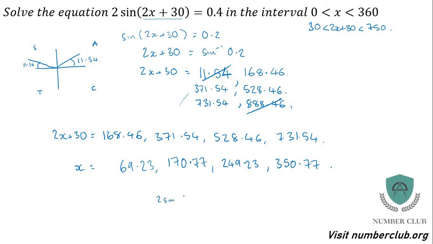So we'll go with 2 sine of 2 times 170.77 plus 30. And we'll find out what that comes out as. It comes out as 0.40010. Okay, and so we were really close. And the reason that we were only really close is because we rounded all the way back up here. We were rounding here, so we get something that's really close, and it's okay for it to be close.